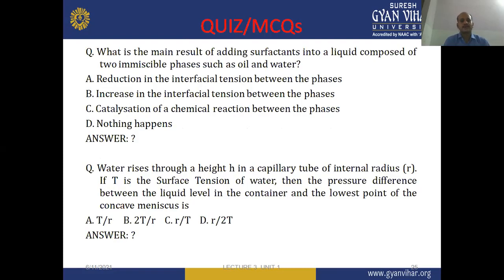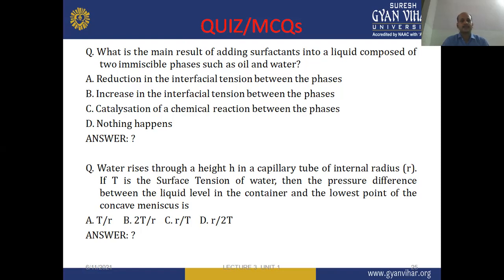Now, on the basis of the study material we discussed, there are some questions. These are very simple multiple choice questions. I'm reading them one by one, and you have to note down the answers. The first one is: what is the main result of adding surfactant into a liquid composed of two immiscible phases such as oil and water? Options A, B, C and D. There are four options, so you have to think of the answer and note it down.